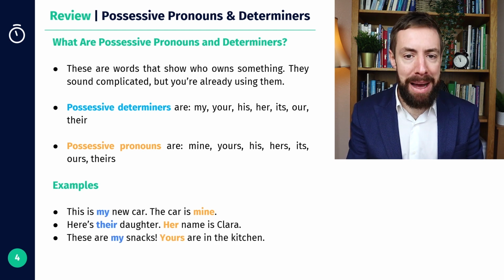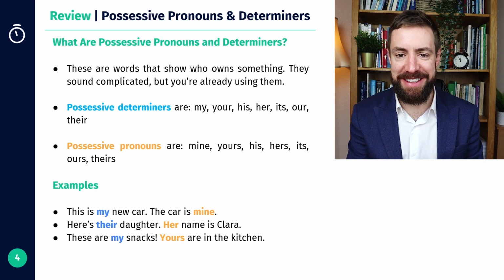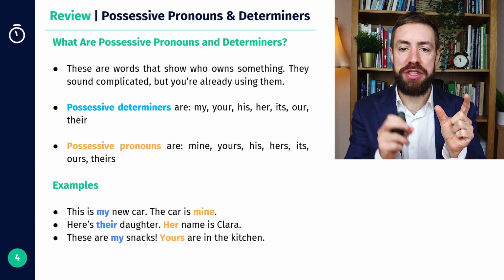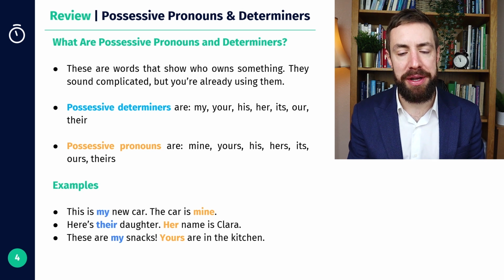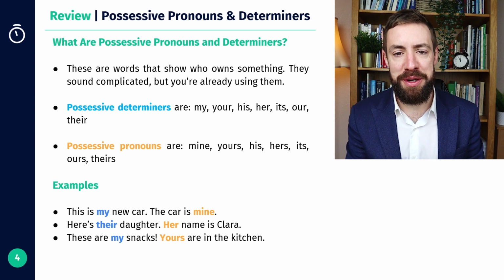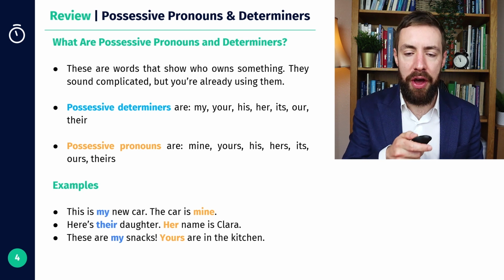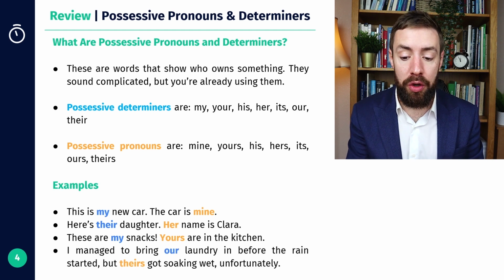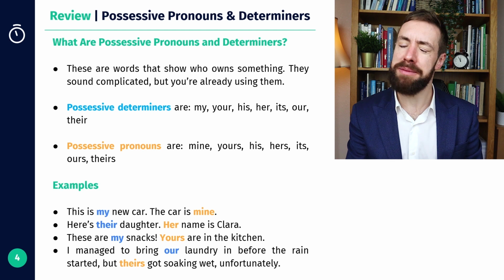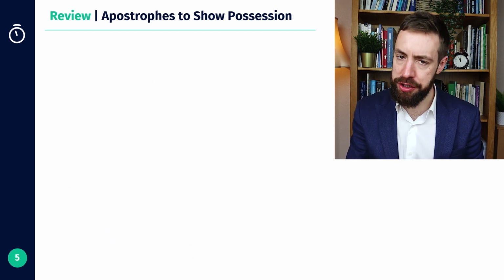These are my snacks. Yours are in the kitchen. All right. You could also say your snacks. Then it would change. Then it would be a possessive determiner. But if we want to make it even simpler, we would say yours are in the kitchen, because we already know we're talking about snacks. And I managed to bring our laundry in before the rain started, but theirs got soaking wet, unfortunately. Bad news for them.